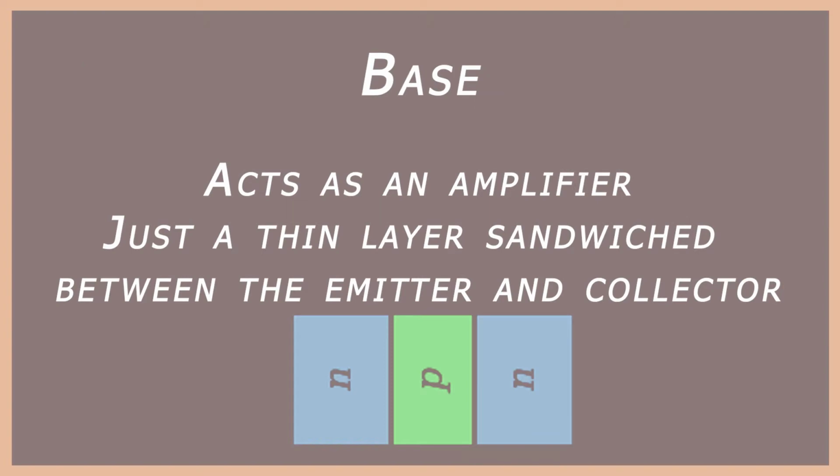But the base actually acts as an amplifier mostly, and it's just a thin layer sandwiched between the emitter and the collector. Also, BJTs amplify some currents by way of recombination of carriers from the base and the collector. The base is purposely made thin to avoid the carriers from it from leaking back into the input.